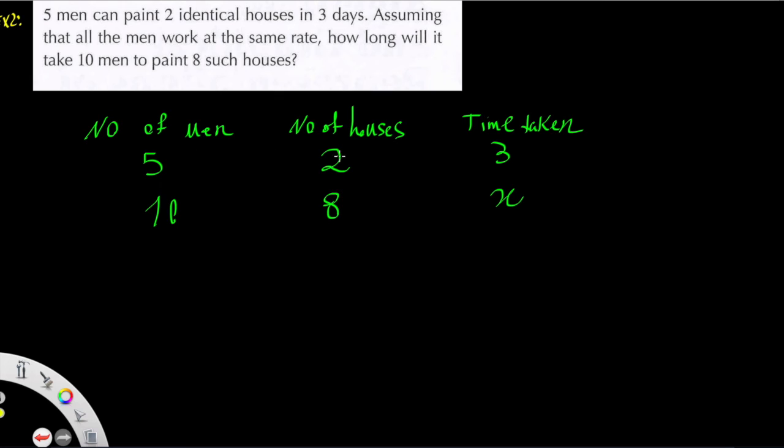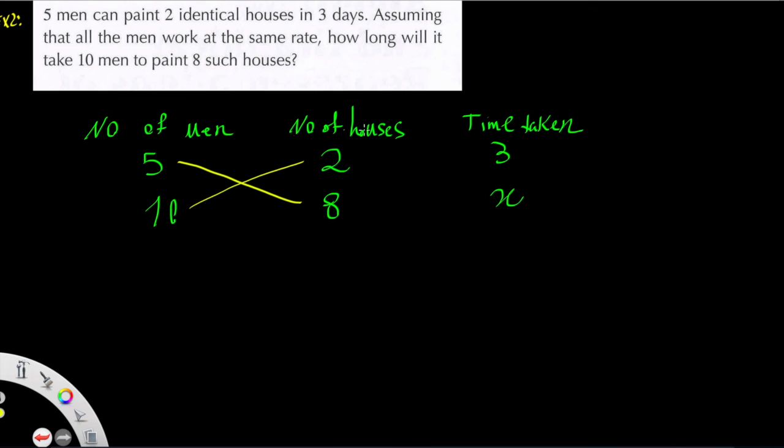Now we should decide the relation between the data. Number of men, number of houses. When you have more men, they can paint more houses. So when number of men increases, number of houses also increases. So they are directly proportional. Do you remember the symbol for direct proportion? Yes, it was this symbol.